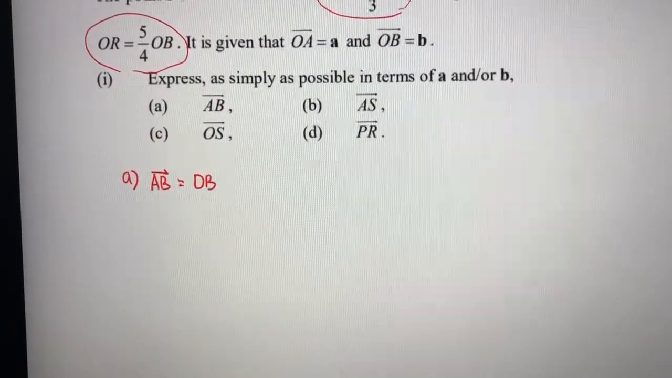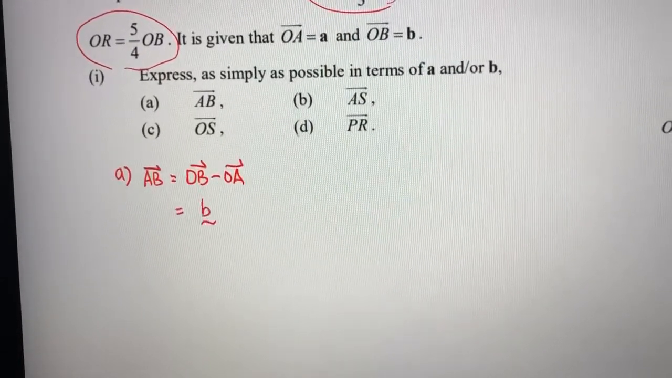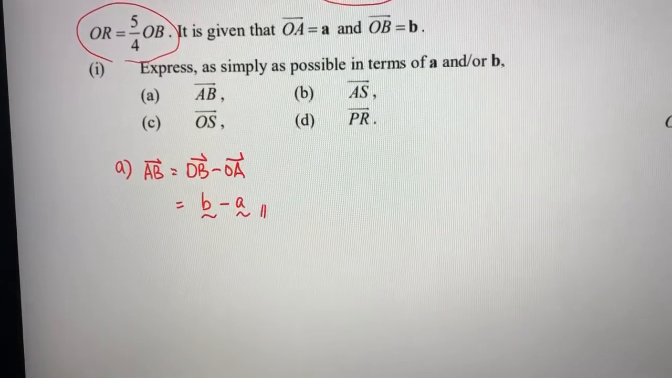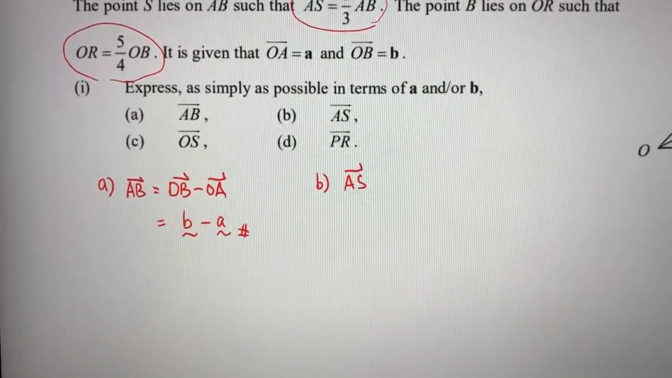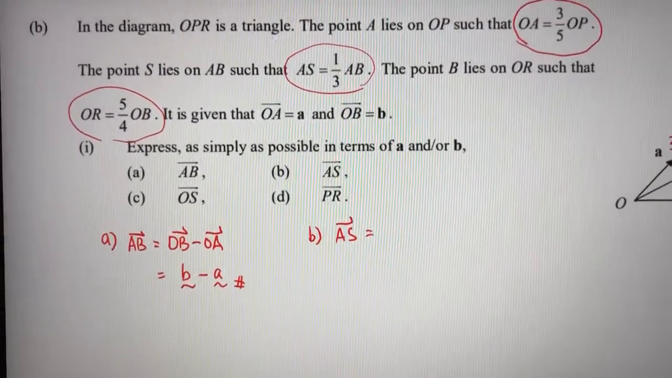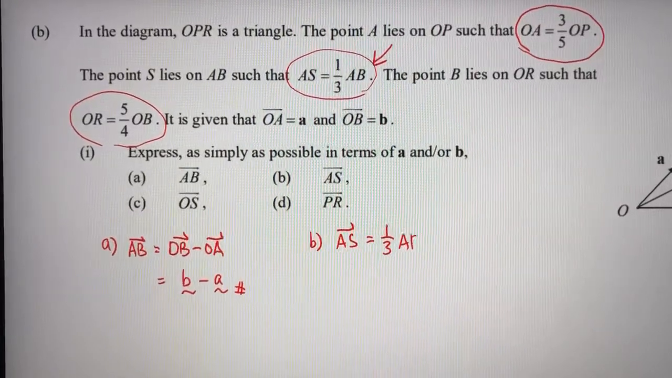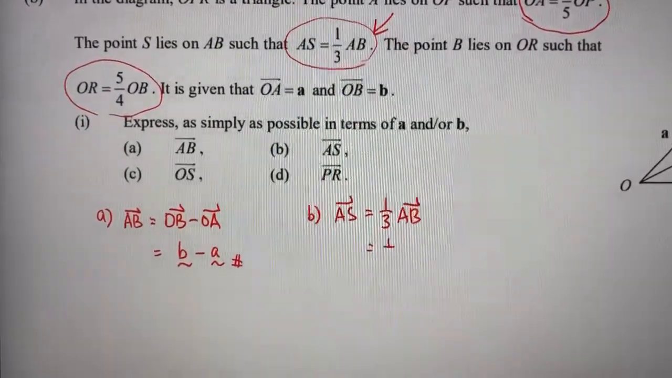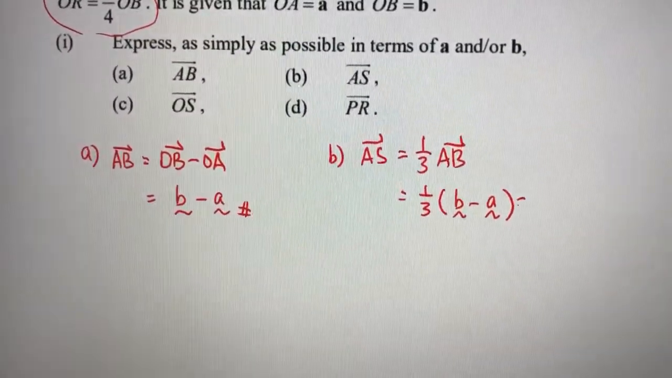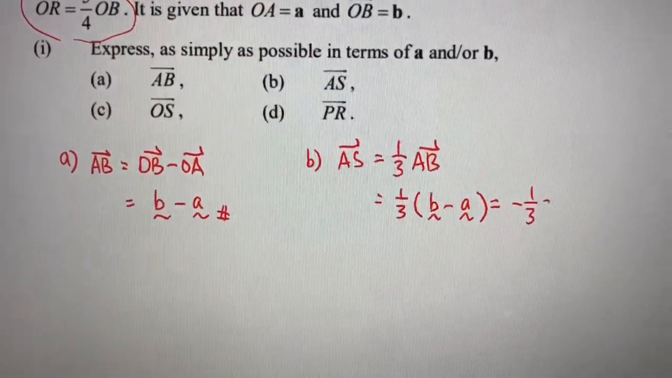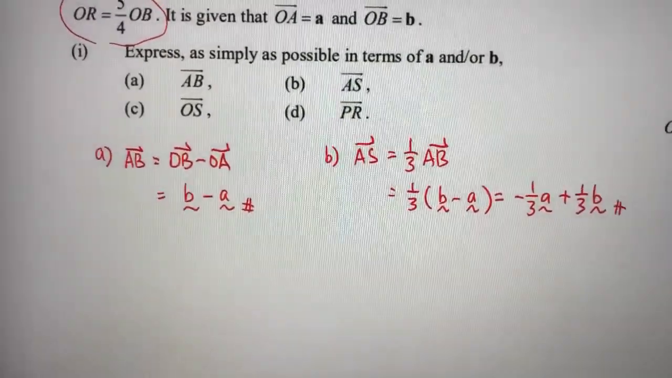So the answer to part A, vector AB, we can simply resolve it using the position vectors of B and A, and the answer is simply B minus A. For part B, vector AS, if you were to look at the question, it has given us this information. Therefore, we can easily express vector AS as 1/3 of vector AB. And vector AB has been found in part A, so we can perform a simple substitution and express the answer as negative 1/3 A plus 1/3 of B.